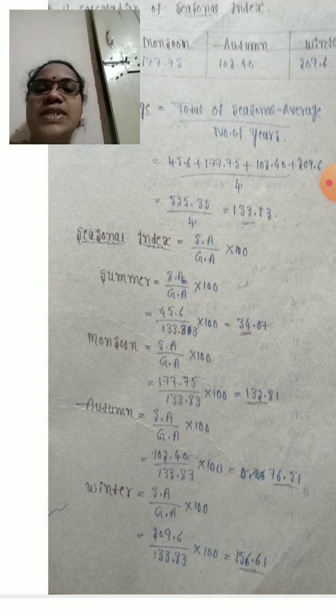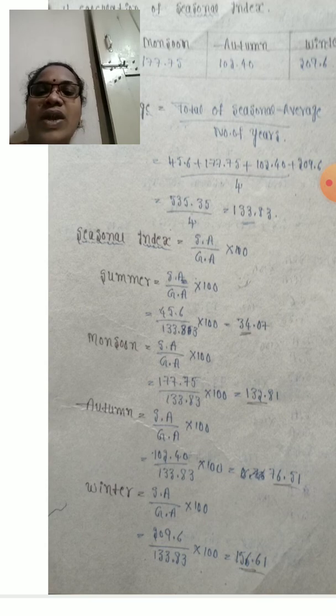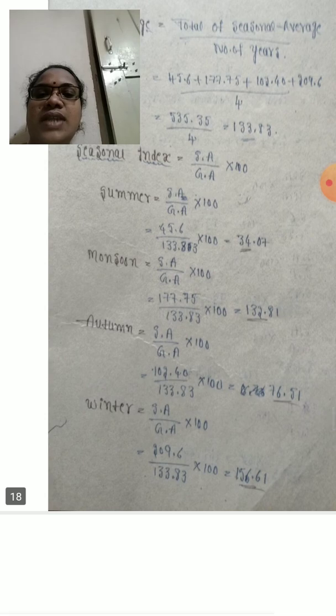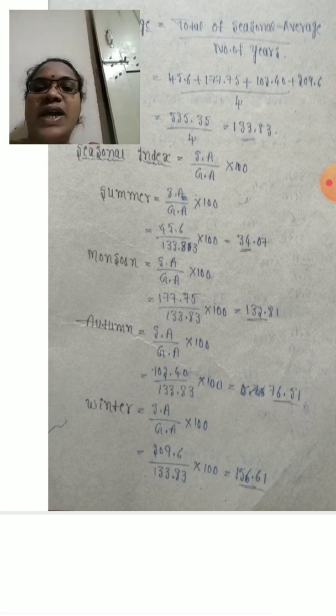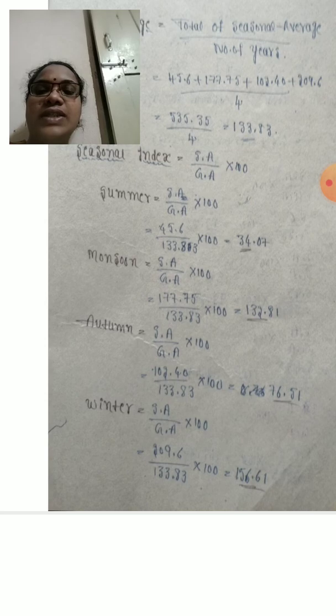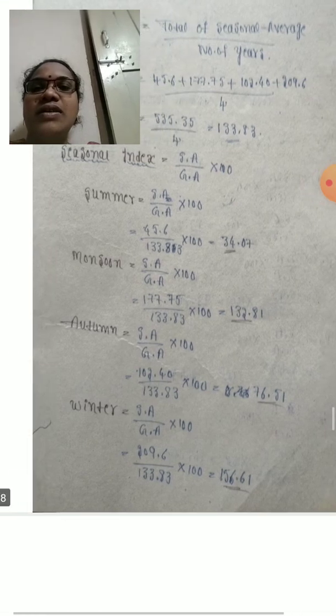Autumn: seasonal average by gross average into 100. Seasonal average 102.40 by gross average 133.83 into 100, that is 76.51. Winter: seasonal average by gross average into 100. Seasonal average is 209.6 by gross average 133.83 into 100, that is 156.61. Let us discuss another problem.